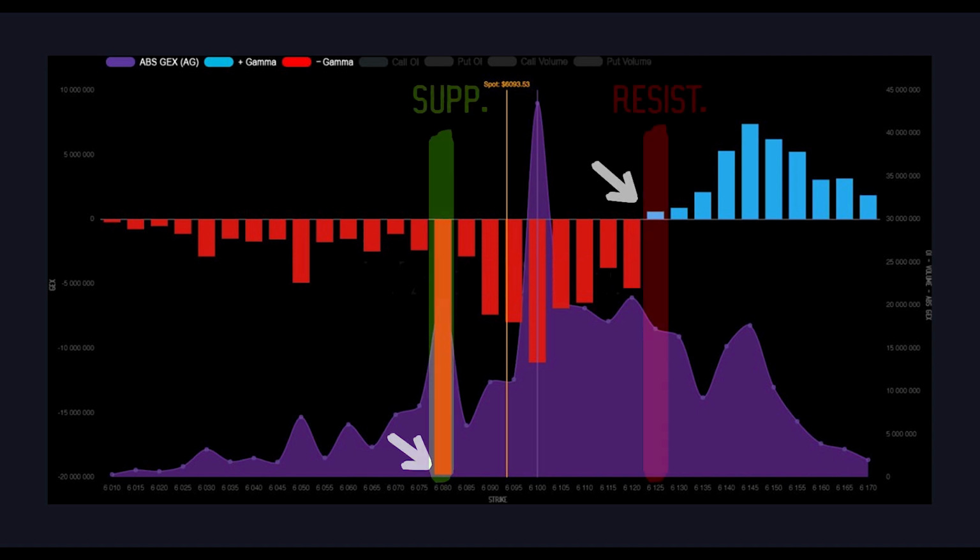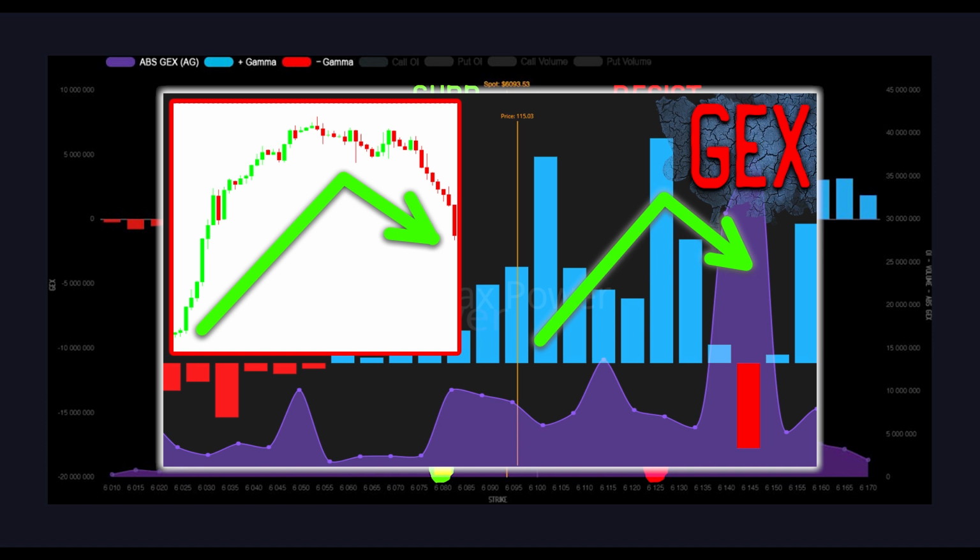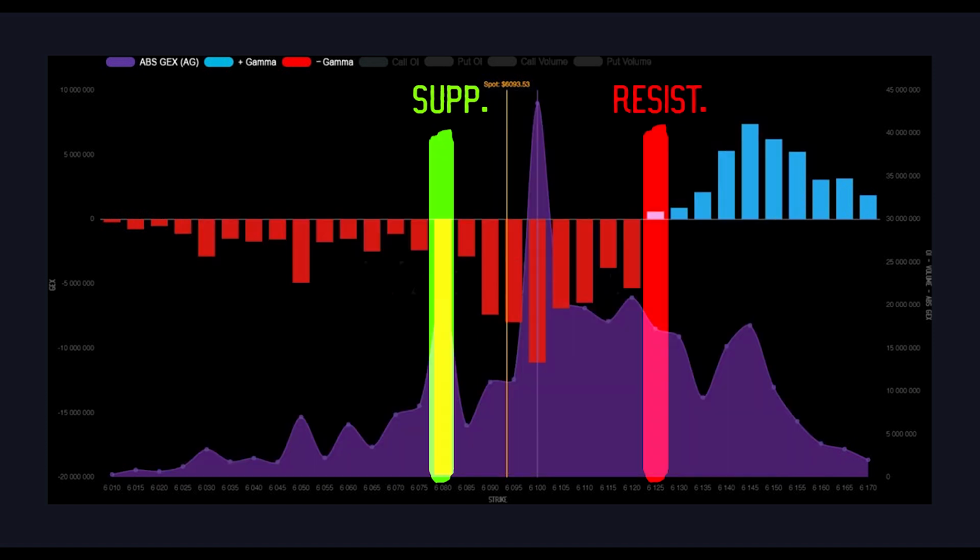In this situation, we could have acted in several ways. First, when the price approached the level of 6,080 to 6,085, it was possible to bet that this level would act as support and the price would not fall. I talked about this in this video. Secondly, we could wait for the breakdown of the 6,100 level and open a long position with targets of 6,120 to 6,125. This is the gamma flip level.